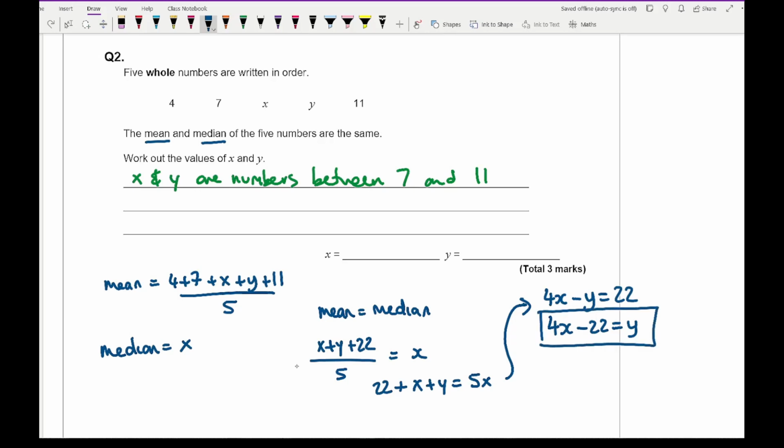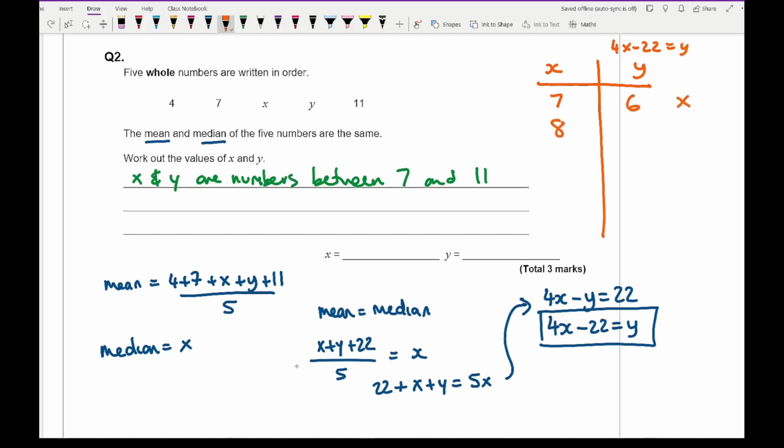As I know that x is between 7 and 11, let me write x and let me write y. So if I start off with x equals 7, then using 4x minus 22 equals y, I can work out what y is going to equal. And if it's between 7 and 11, then it's going to be an appropriate number. So here, 4 times 7, which is 28, take away 22, gives me 6. So that's not going to be a possible option.